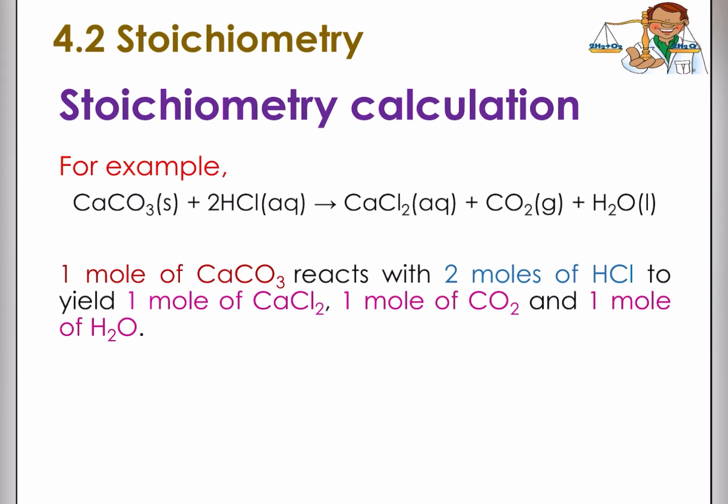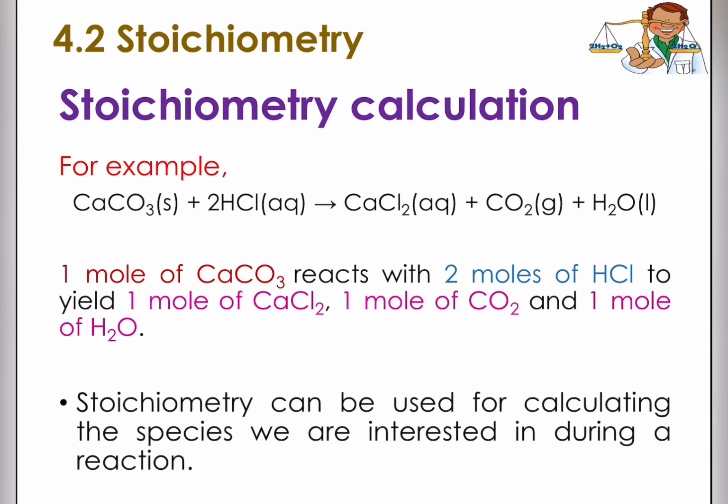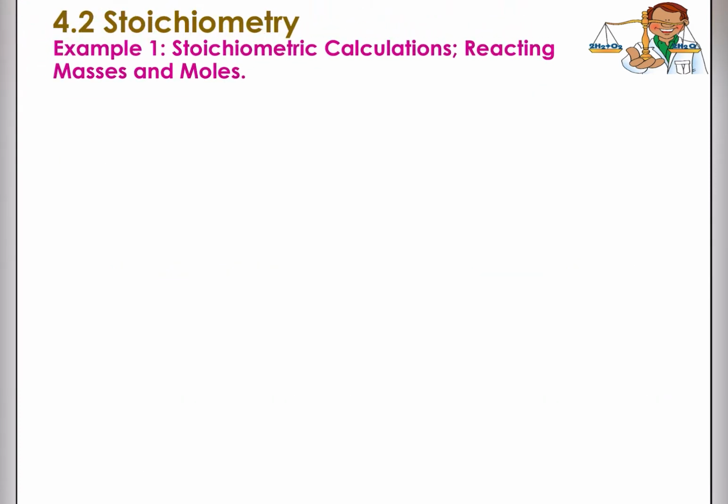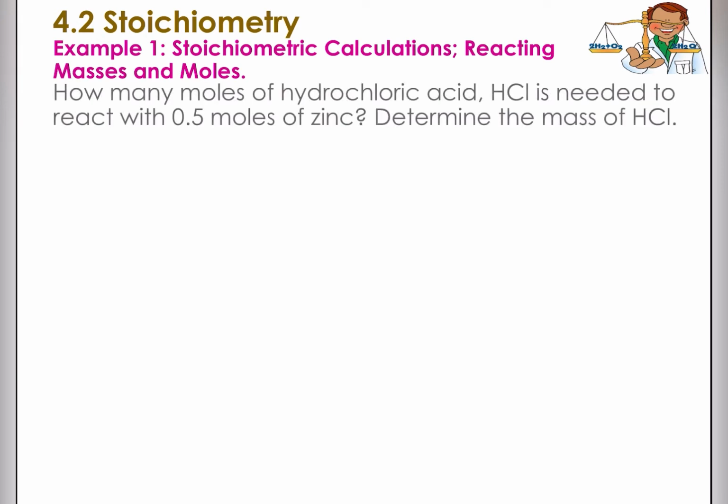So from here, we are going to use stoichiometry to calculate any species that we are interested in during chemical reaction. So for example, let's try example 1, how to calculate based on stoichiometric calculations in terms of reacting masses and moles. So what I have here, I got my question.